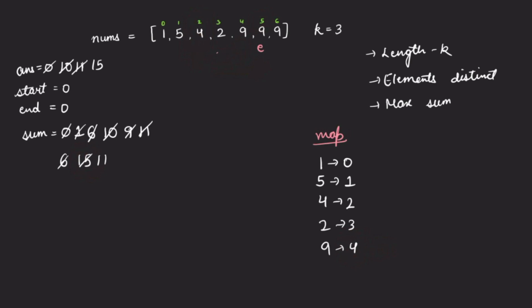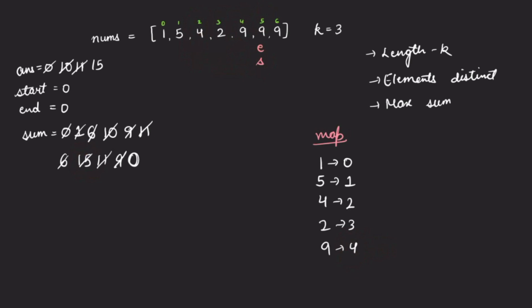Then your start will come here. Now the number is 2. So you will deduct 2 from the sum. So it will become 9. Then again you will move your start forward. So it will come at 9. So you will subtract 9 from the sum. So your sum will become 0. Then again you will move your start forward. So start will come here. Now at this point, your start has become greater than this index. So now we can say that we have removed that repeated element from our subarray, right?